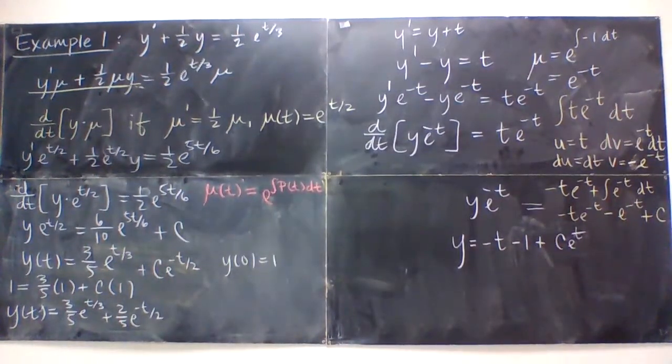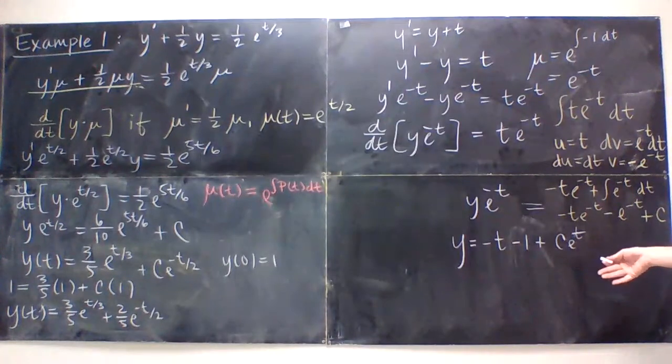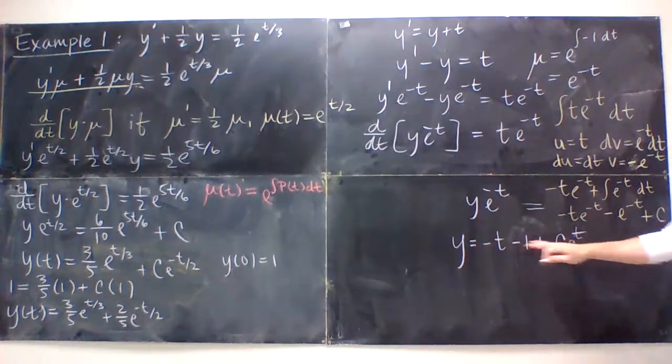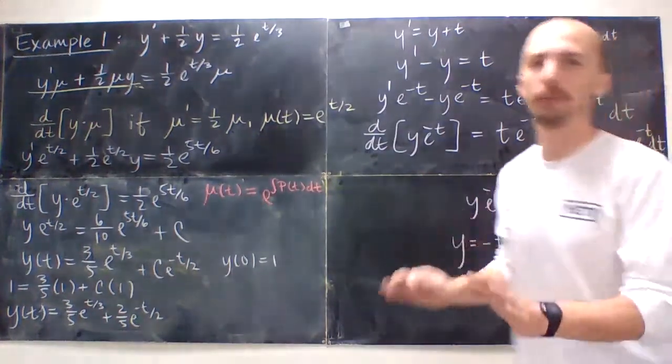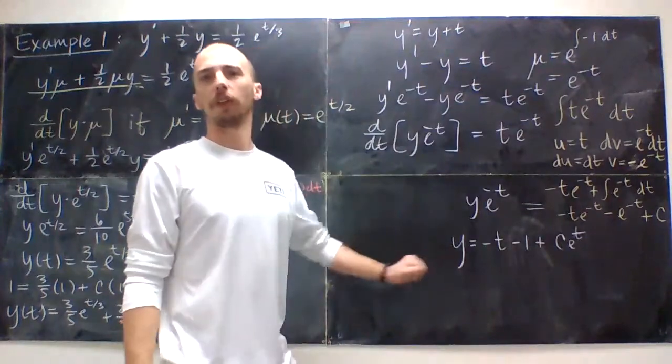And this is the type of thing that if we took the derivative of it, we'd have y prime equals minus 1 plus c e to the t, which is that y plus t? Yes, it is. I've added that t and, yeah, okay, I see it. It fits. You can check that on your own.